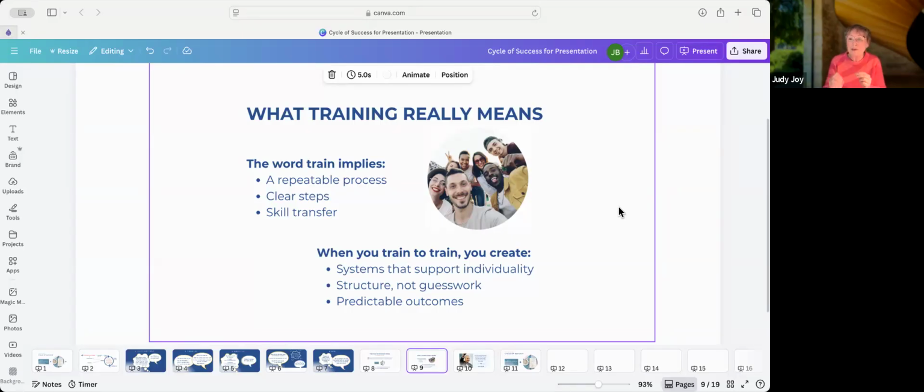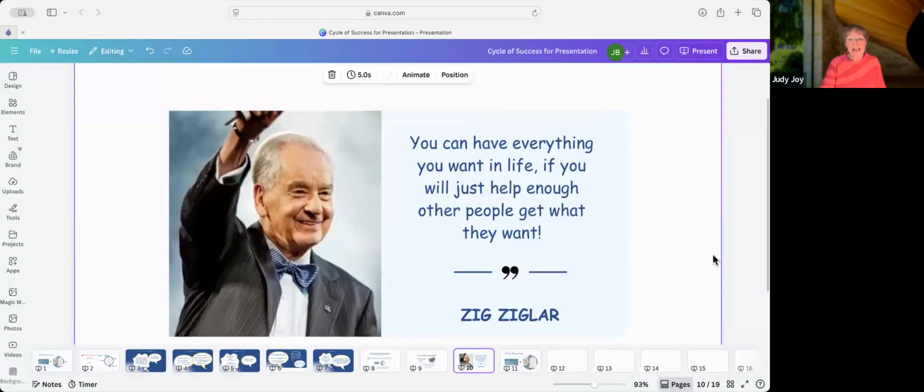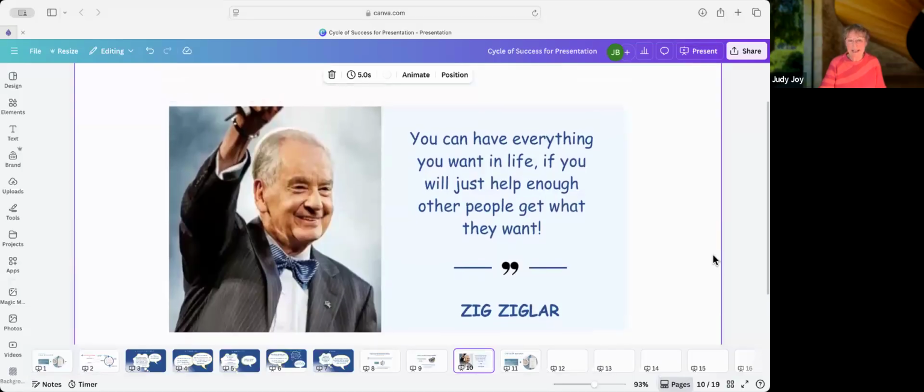And when you train to train, this is the exciting part. When you train to train, you create systems that support individuality, don't lose your personality, structure, not guesswork, and predictable outcomes. And all through this, we're staying connected heart to heart. That's just phase one, and then we're on to piquing interest, and now we're going to point to a tool.